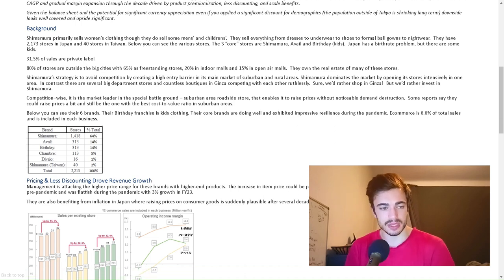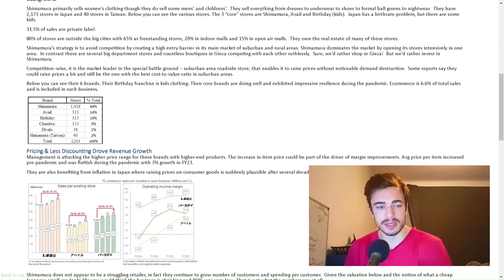Background. Shimamura primarily sells women's clothing, though they do sell some men's and children's. They sell everything from dresses to underwear to shoes to formal ball gowns to nightwear. They have 2,173 stores in Japan and 40 stores in Taiwan. Below, you can see the various stores. The three core stores are Shimamura, Avail, and Birthday for kids. Japan has a birth rate problem, but there are some kids.